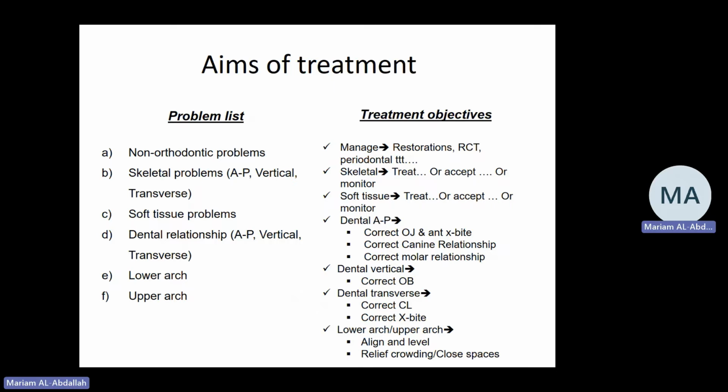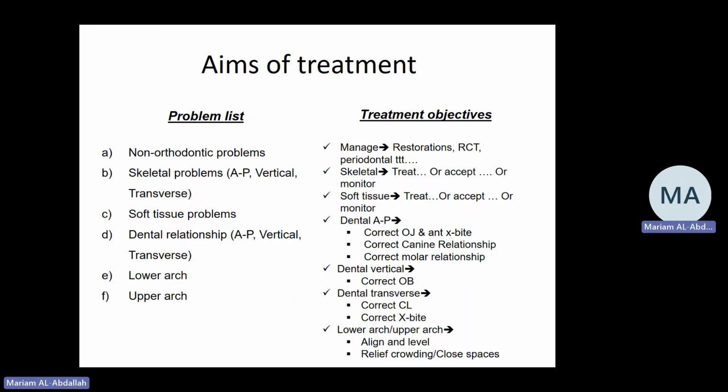It is always important to aim for a class 1 canine relationship unless we have congenitally missing lateral incisors in the upper, and I'm planning to close the spaces by replacing the laterals with the canines. This is the only scenario where we can have a class 2 canine relationship because the canine is replacing the lateral. Also, in cases where we have congenitally missing incisors in the lower arch, sometimes the position of the lower canine is disturbed, and this will affect the canine relationship. Otherwise, we should always aim for a class 1 canine relationship at the end of the treatment.